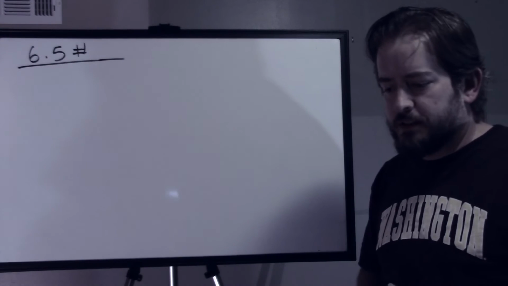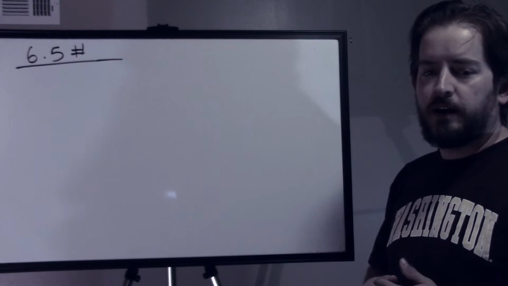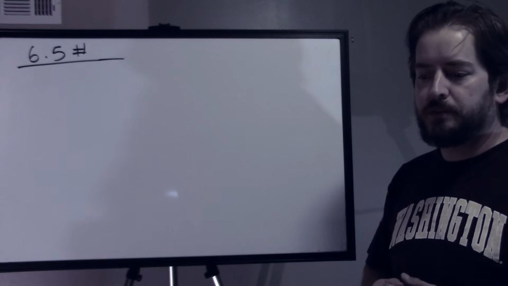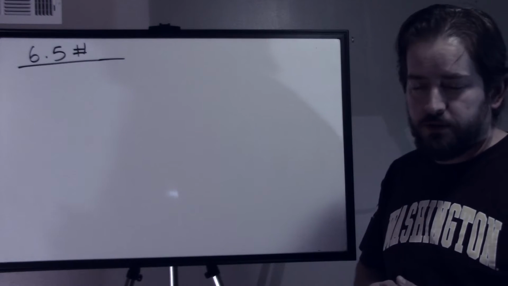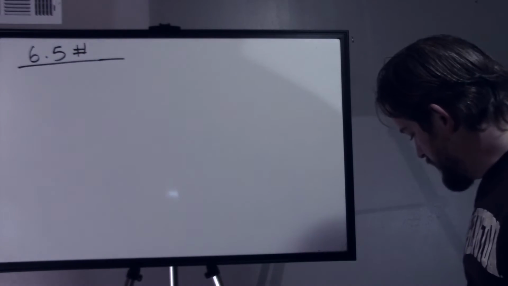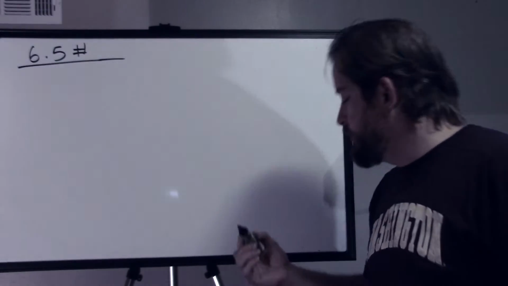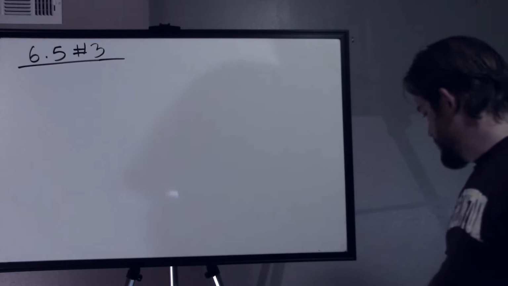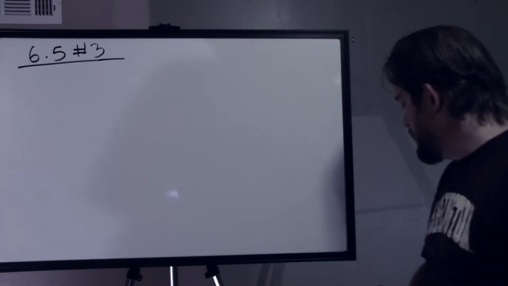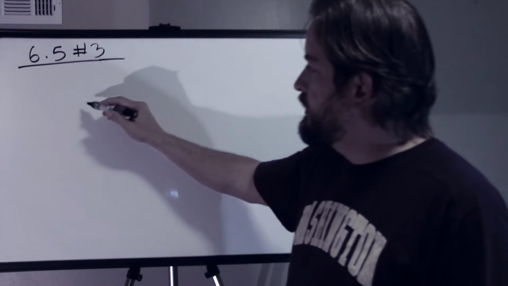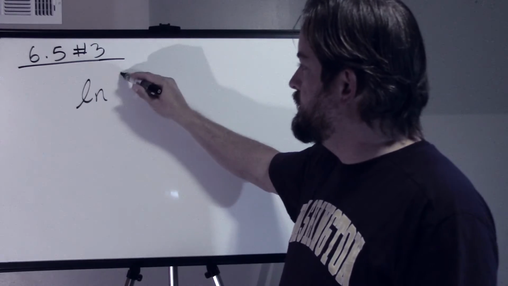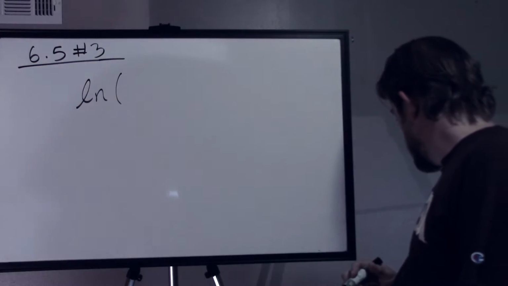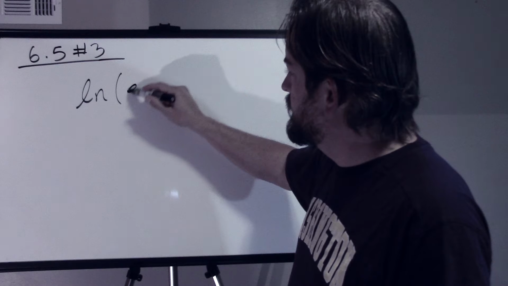Alright, welcome back. This is the discussion for 6.5, which is on natural logarithms. There are a few questions I want to cover here, so let's dive into them. Let's first look at number 3. It says, without the use of a calculator, evaluate the natural logarithm. I've got ln, the natural log, of e to the 3x plus 1.